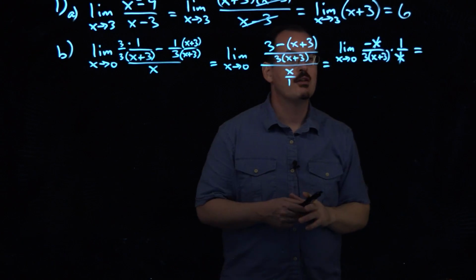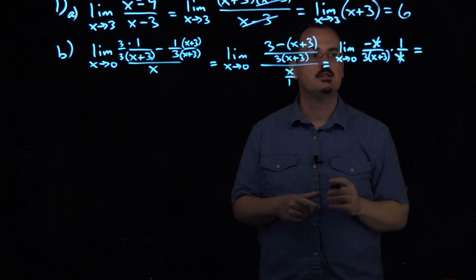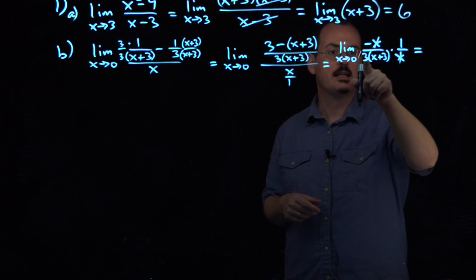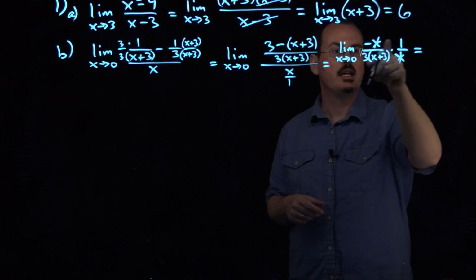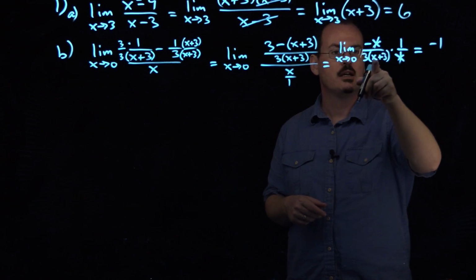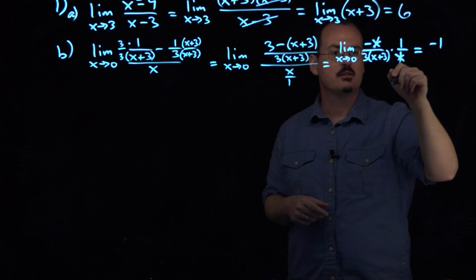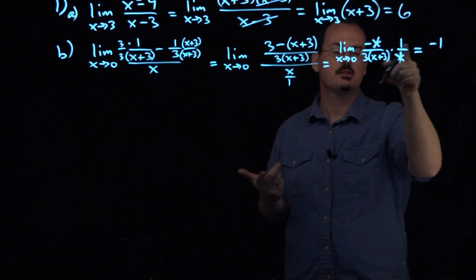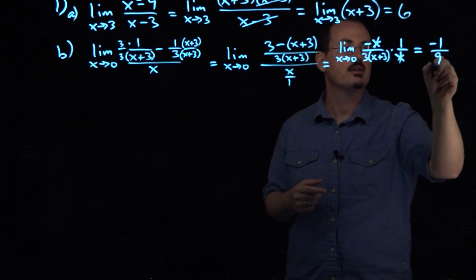At that point, I don't have a problem anymore with simply plugging in 0. So I'll do that. If I plug in 0, I'm going to be left with negative 1 over 3 times 0 plus 3, that's 3 times 3, that's 9. So I'm going to have negative 1/9.